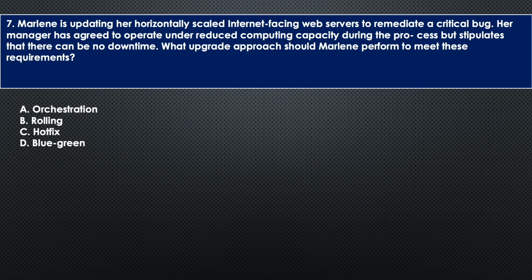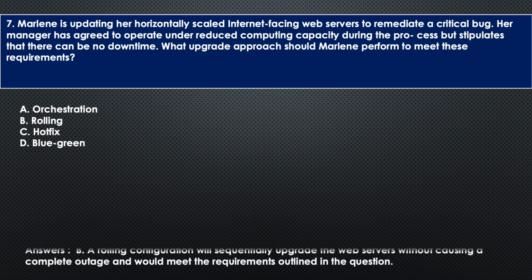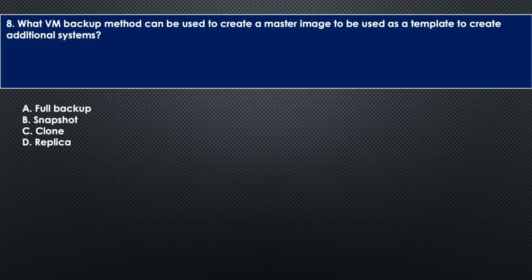7. Marlene is updating her horizontally scaled internet-facing web servers to remediate a critical bug. Her manager has agreed to operate under reduced computing capacity during the process but stipulates that there can be no downtime. What upgrade approach should Marlene perform to meet these requirements? A. Orchestration. B. Rolling. C. Hotfix. D. Blue-Green. Answers. B. A rolling configuration will sequentially upgrade the web servers without causing a complete outage and would meet the requirements outlined in the question.